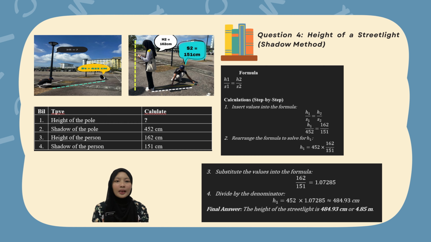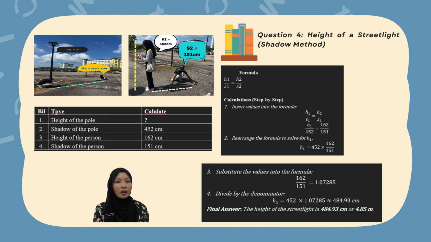Next, we apply the same ratio to the straight line's shadow. We multiply 452 centimeters by the ratio. This gives an estimated height of about 484.93 centimeters. From our calculation, the straight line is about 484.93 centimeters tall. If we convert that into meters, it becomes roughly 4.85 meters. This height makes sense for a small to medium-sized street light.